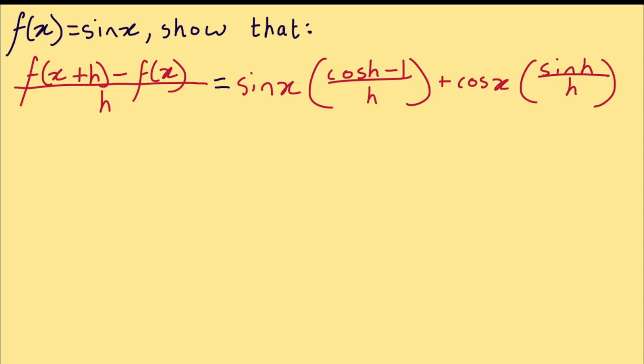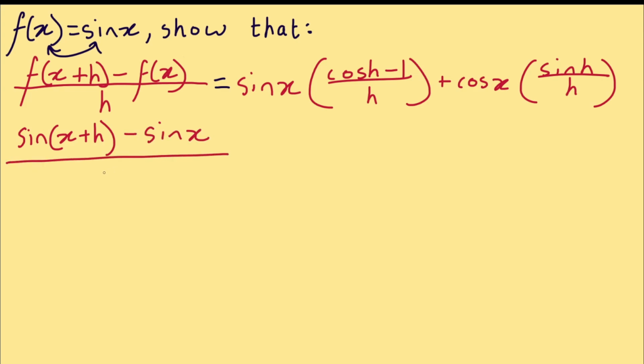So we're going to start with the left hand side. We know f is sine, right? So we can rewrite it as this. Now, if you've been learning your trig identity stuff, then you'll recognize this as the addition formula for sine, which, if you don't know, I'll just write it out real quick.